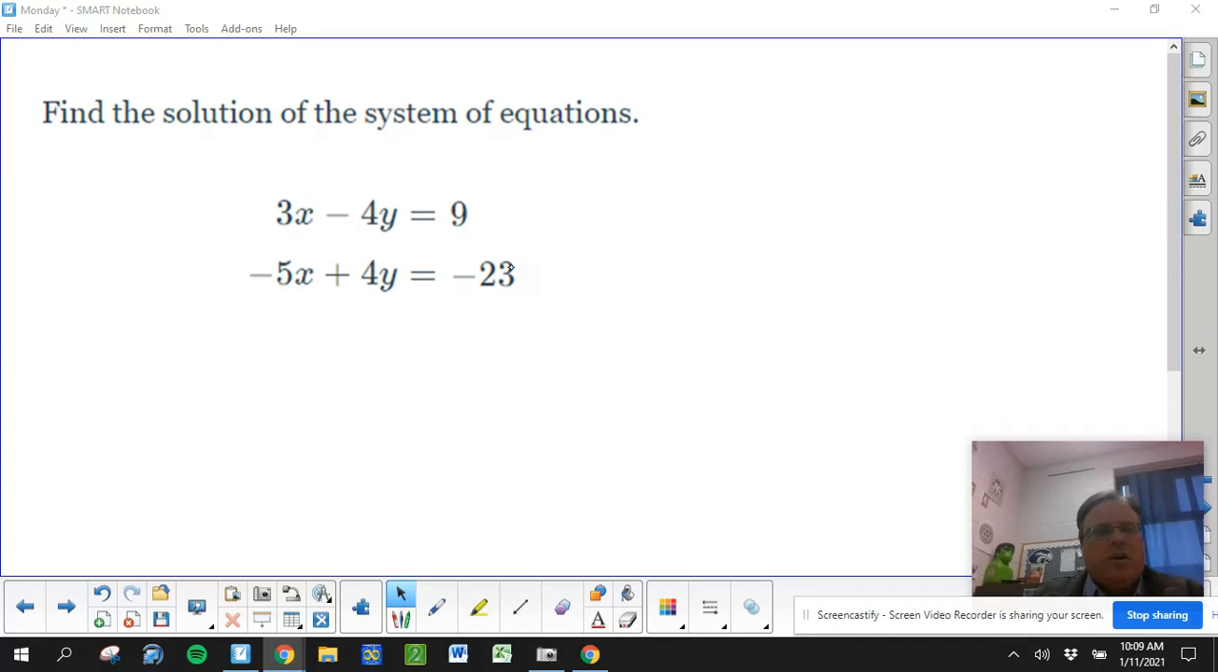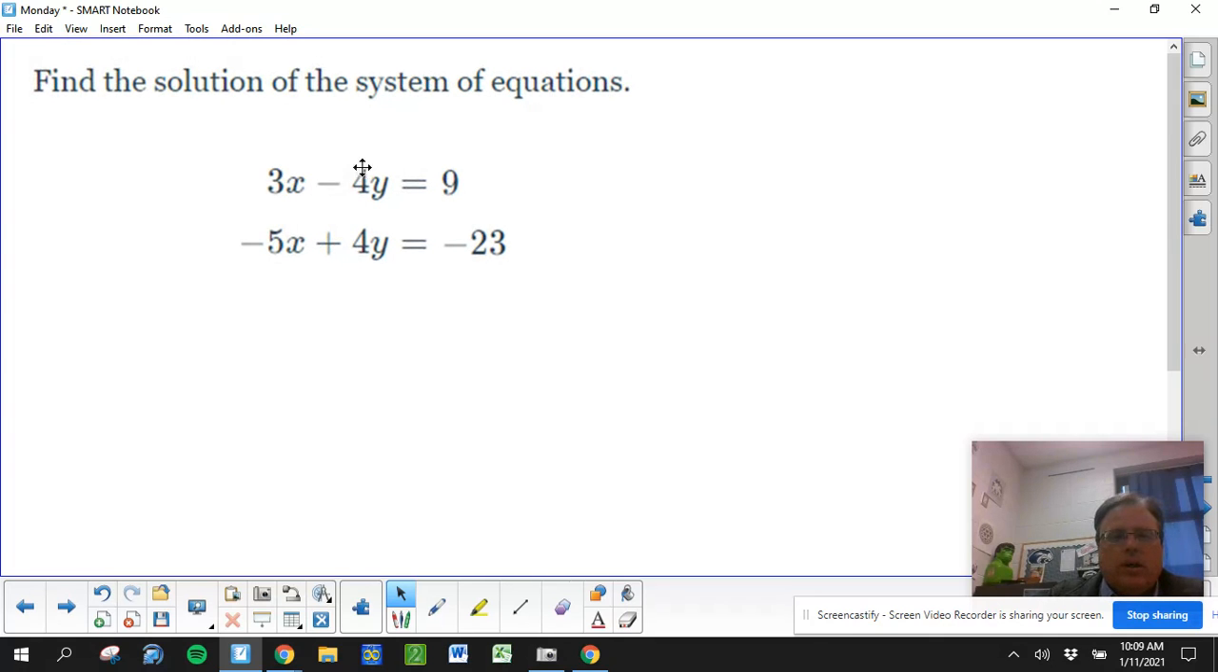Okay, so we have a system of equations, and we're supposed to solve this system. That means when we're done, we want a number that stands for x and a number that stands for y. And that x-y pair should make the first equation equal 9 and the second equation equal negative 23. Instead of guessing at it, we have a method, and it's called elimination.